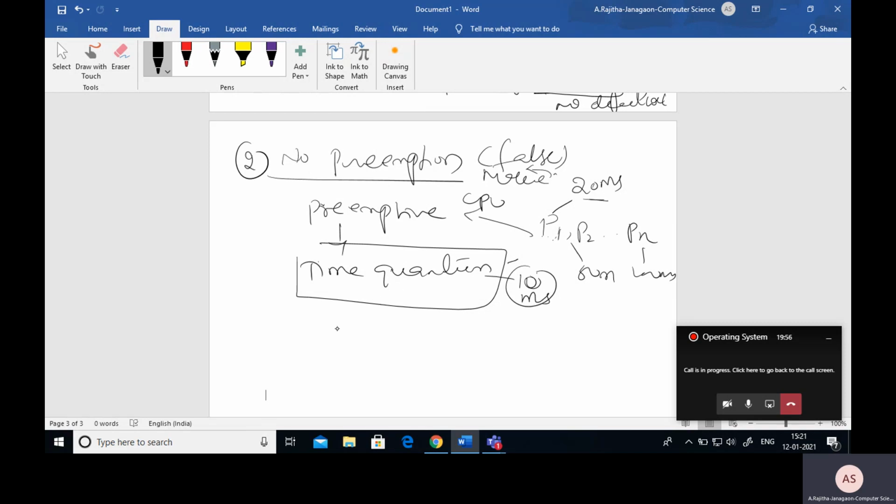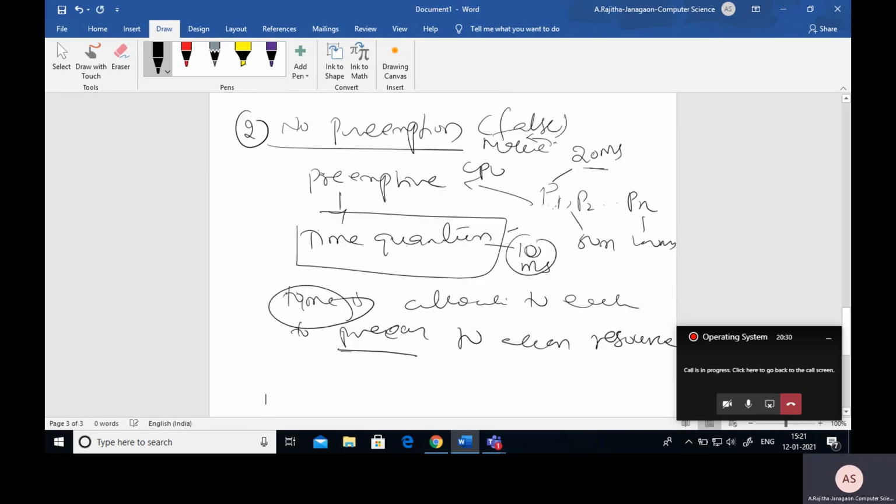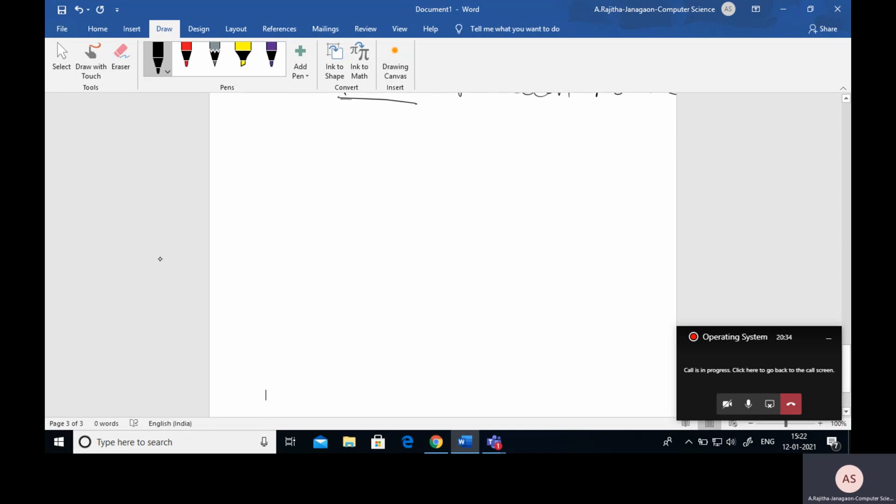So here the time quantum method is required for each process. That means some time is allocated to each process to access a particular resource. Resource ni access chesukovadaniki, each and every process ki some time anedi allocate chestunnam. Emavutundi manaki? Suppose P1 process is there, with time T1 and some resource R, and P2 is some process with T2 as some time. Okay, so once this T1 time is complete, automatically this resource is released from the CPU.